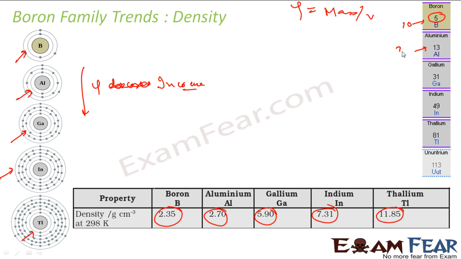For the next element it was 26, then 62, and this is 98. So the mass is increasing vigorously, and the volume is also increasing, but not that much, right? So the mass by volume is increasing, so the density is also increasing as we go down the group.